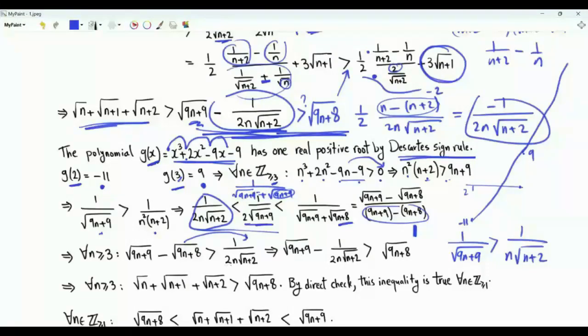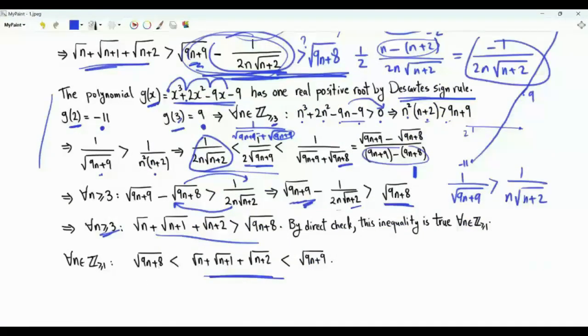Moving this to the right-hand side and that to the left-hand side, we have that the square root of 9n plus 9 minus 1 over 2n square root of n plus 2, this lower bound that we have earlier, is indeed greater than the square root of 9n plus 8. The proof is for n greater than or equal to 3. However, we can check the remaining cases when n is equal to 1 and n is equal to 2. We discover that actually this inequality is true for any positive integer n.